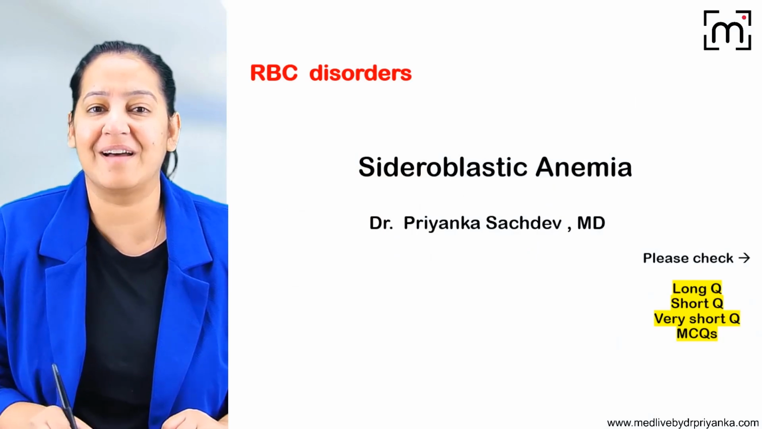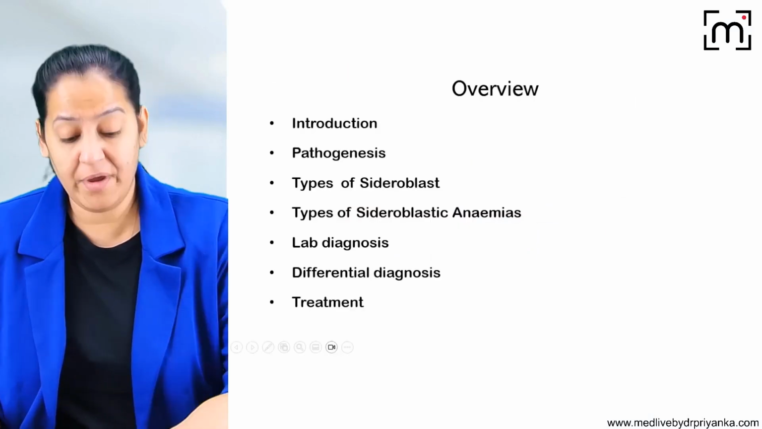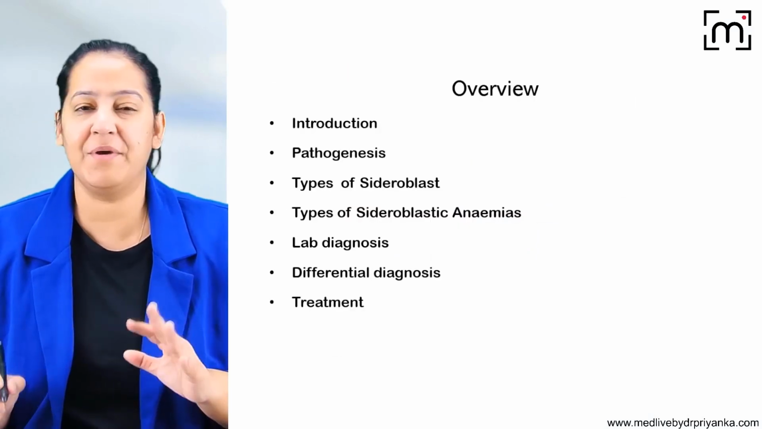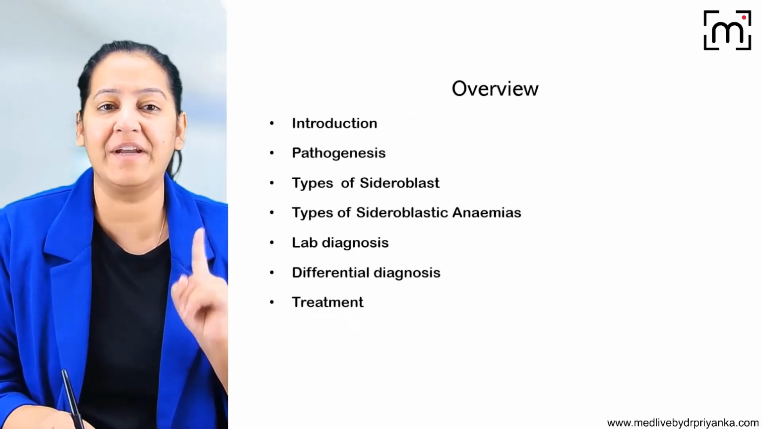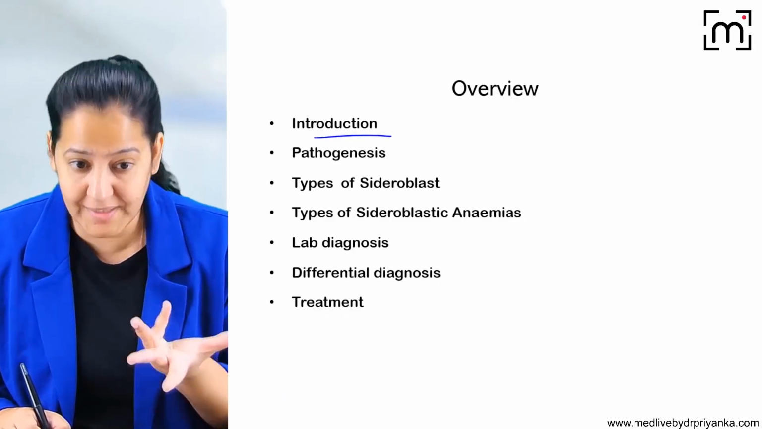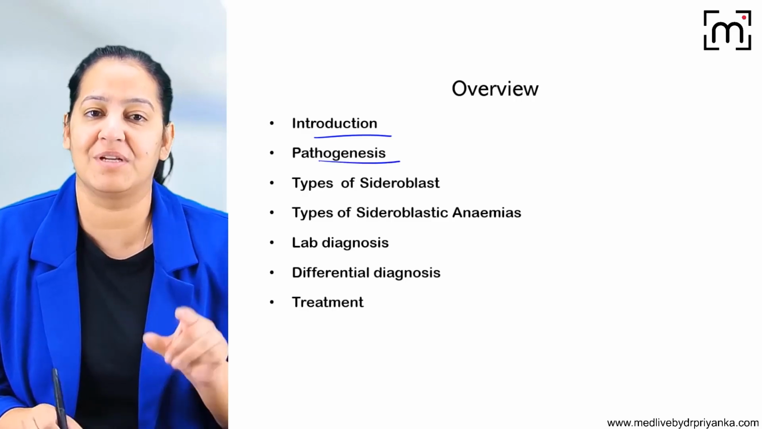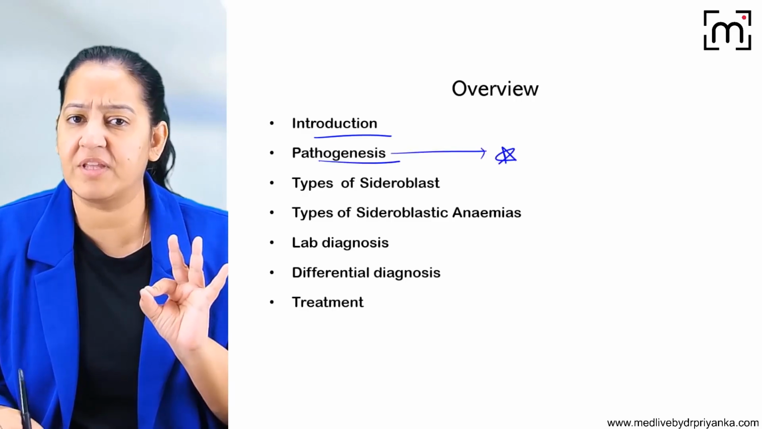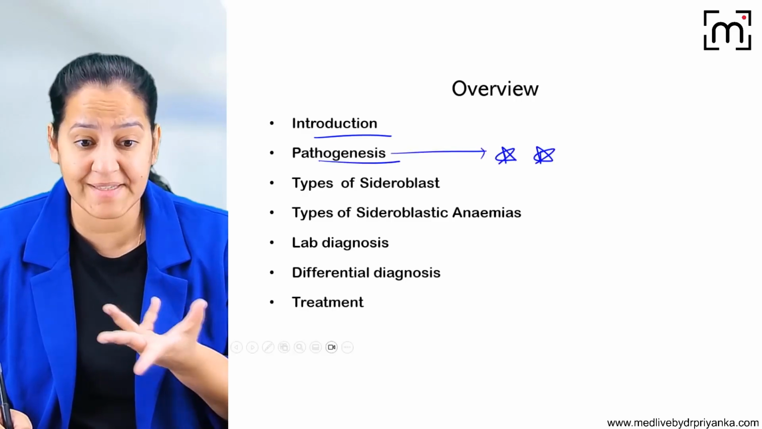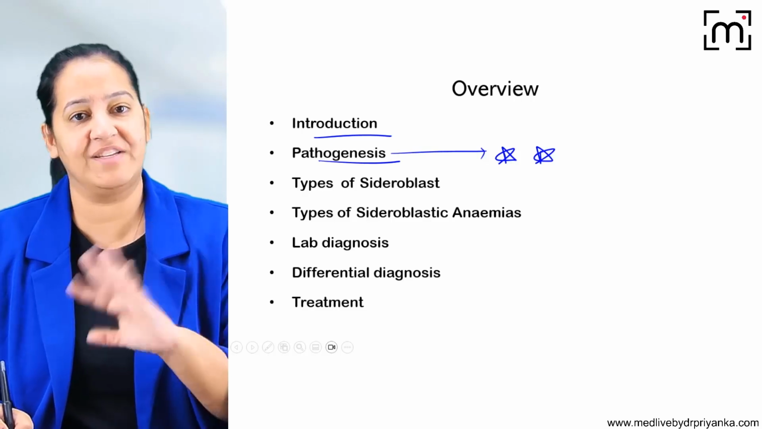Here you can see we are starting sideroblastic anemia. If it is coming as a long question, you have to frame your answer under the following headings. First of all, write down the introduction of sideroblastic anemia. What is sideroblastic anemia? Define it, introduce it, then tell its pathogenesis. The most important, ultra important thing is the pathogenesis. You have to explain why it occurs in the form of a flowchart with diagrams.